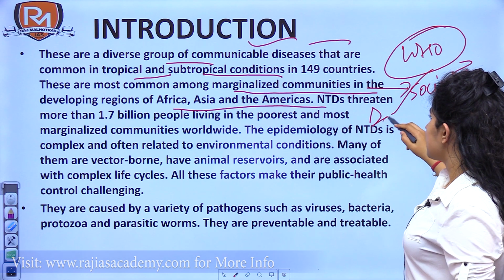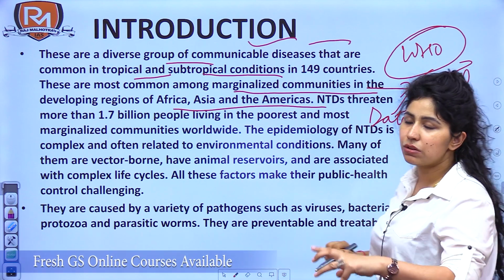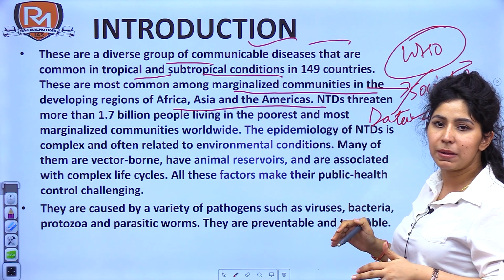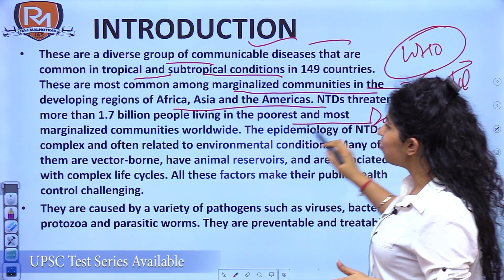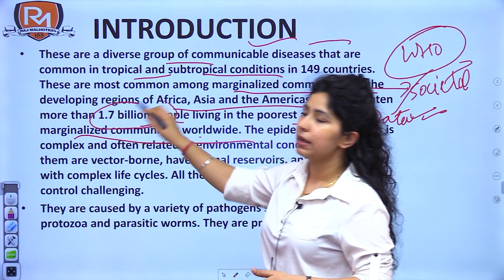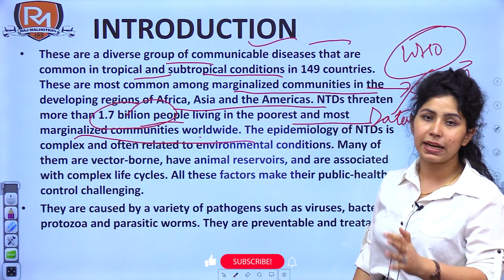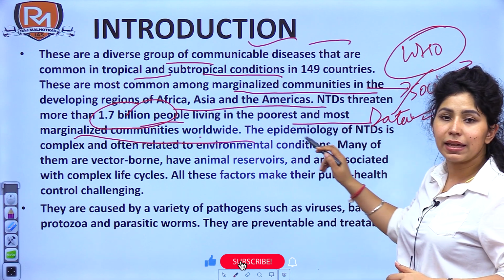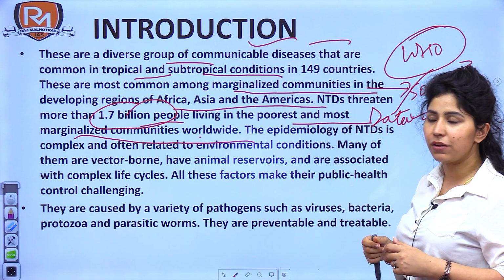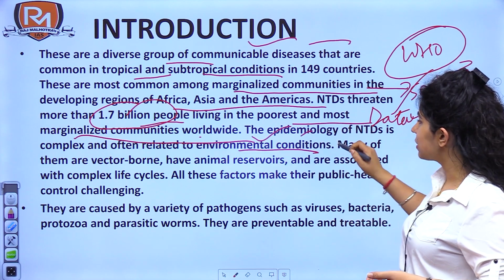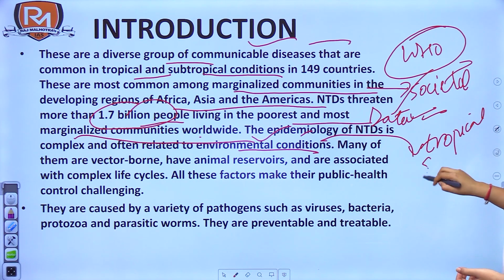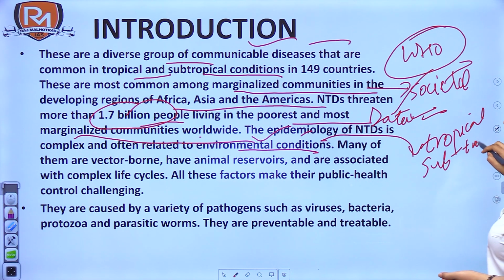Now we'll talk about some data also here, because your introduction has to be strong. So NTDs threaten more than 1.7 billion people living in the poorest and most marginalized communities worldwide. So this data is very important. Not exactly, but approximate data should be clear to you. The epidemiology of NTDs is complex and often related to environmental conditions. That's why they are mostly prevalent in tropical and subtropical areas.